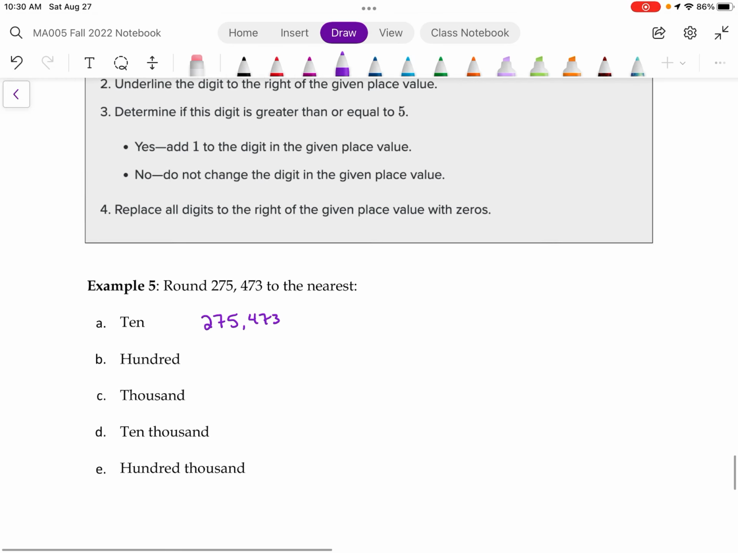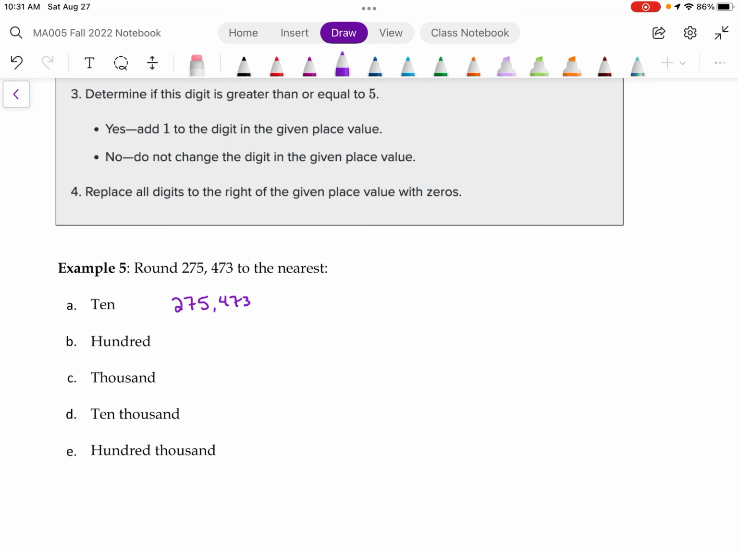275,473 to the nearest 10. Okay, so we've got the tens place is right here, right? And we want to know what the 3 is going to do to it. What is the 3 going to do to it? So the 3 is not going to round it up. It's going to leave it at 70. It's closer to 70 than 80. Okay, so we're going to say 275,470. Okay, so it rounds to 275,470.